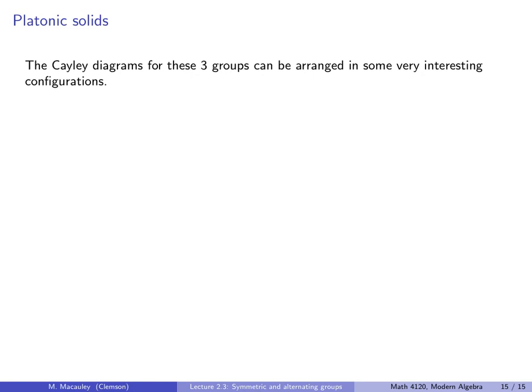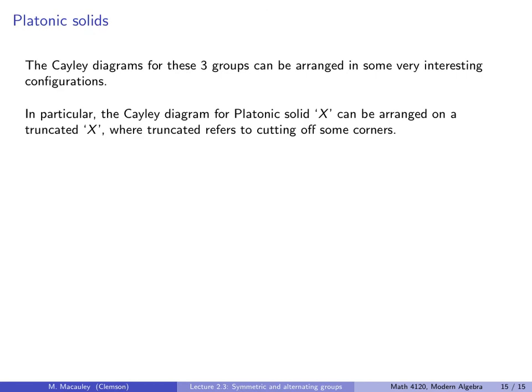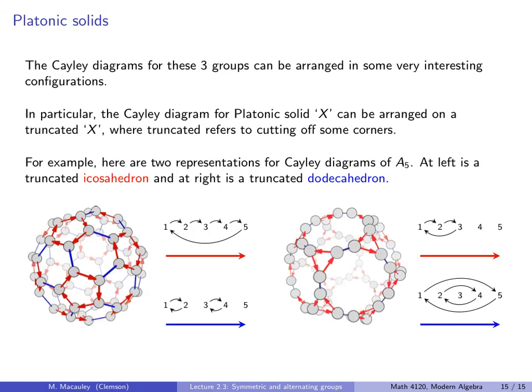So still on the topic of the Platonic solids, the Cayley diagrams for these 3 groups, that is A4, S4, and A5, can be arranged in some very interesting configurations. In particular, the Cayley diagram for a Platonic solid X can be arranged on a truncated X, where truncated refers to cutting off some corners. This is best seen by a picture. So for example, here are 2 representations for Cayley diagrams of A5.